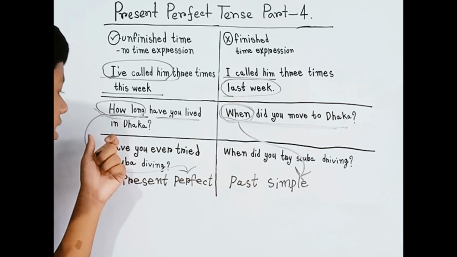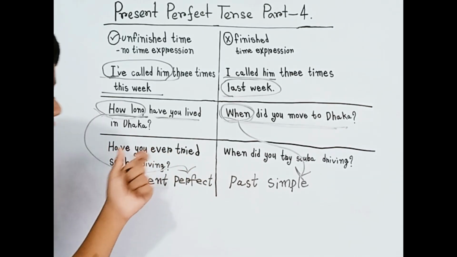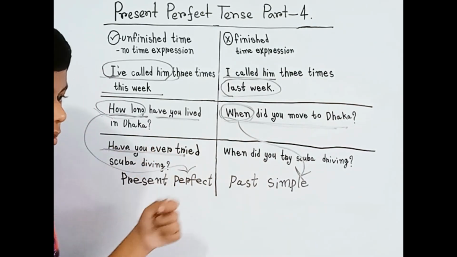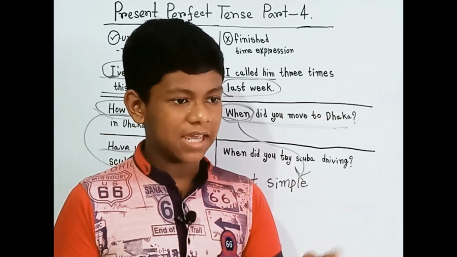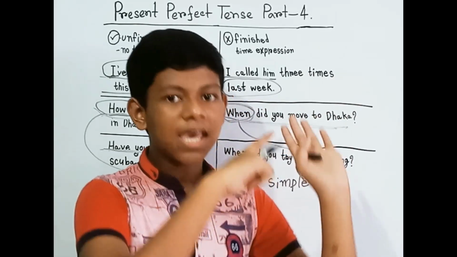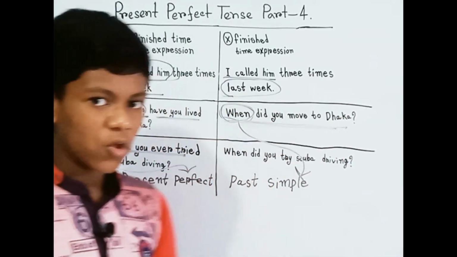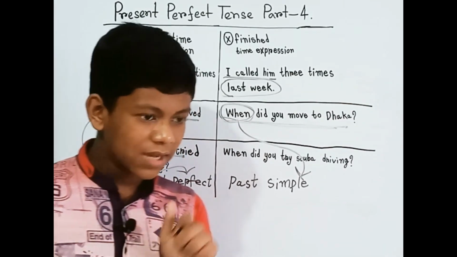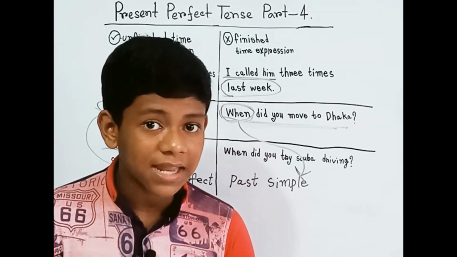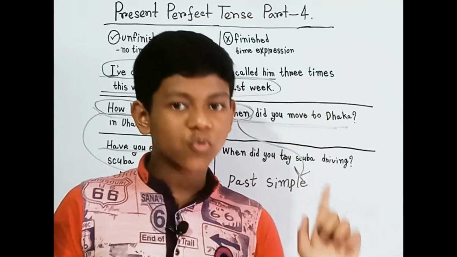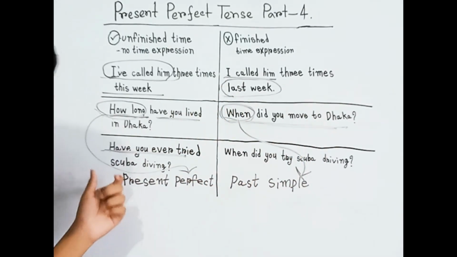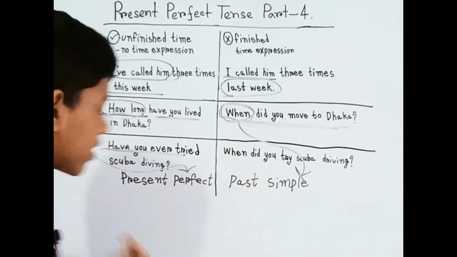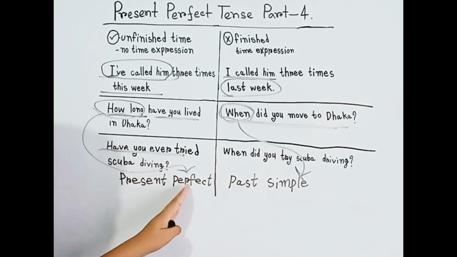Okay, next example, same here. Have you ever tried scuba diving? Have you ever means that ever indicates the recent past, something happened in the past and it is still connected to the present, the action still has a connection. So it indicates that it's from past to present, and it connects with the present. On that time we generally use the present perfect.